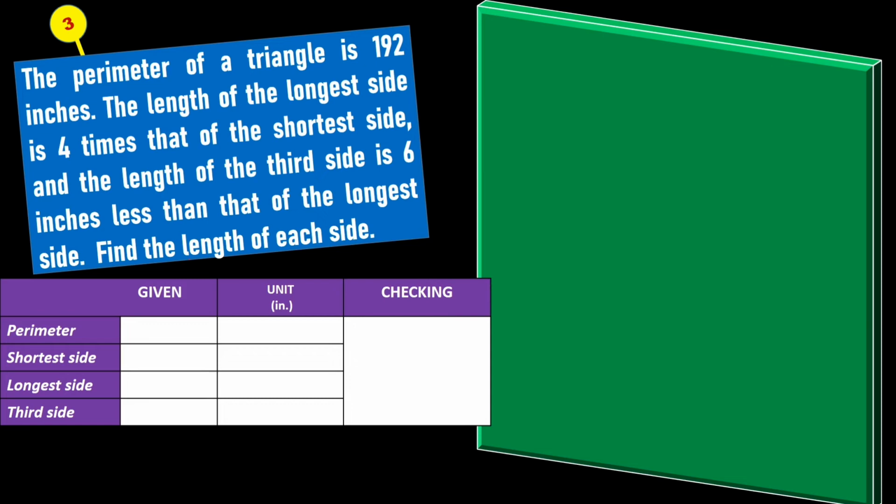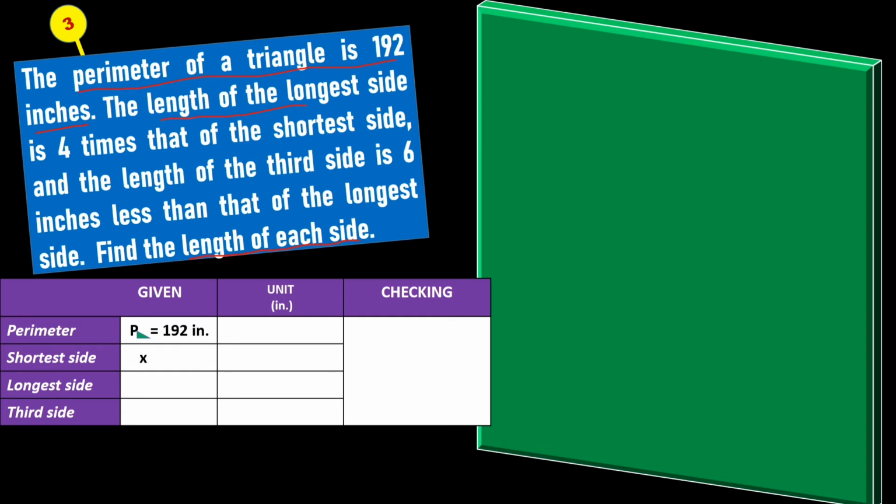So the unknown here is the length of each side. So ibig sabihin, 3 sides ang unknown dito. 3 sides ng triangle. So based on the problem, yung shortest side ang walang description. So let x be the shortest side. And the perimeter of a triangle is 192 inches. So given ang perimeter which is 192 inches.